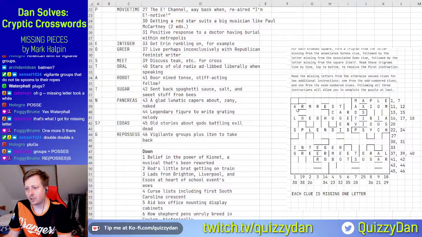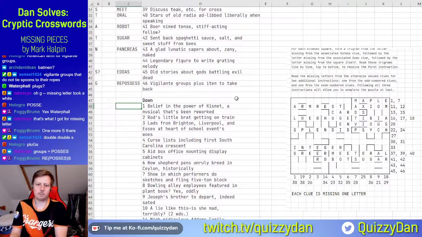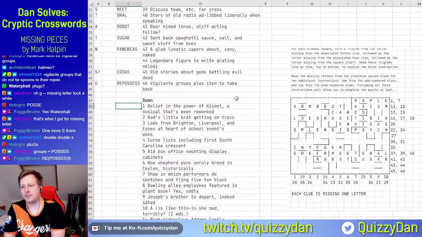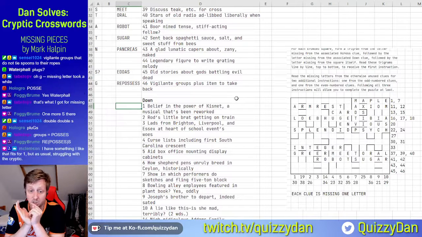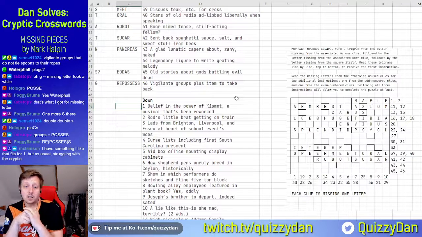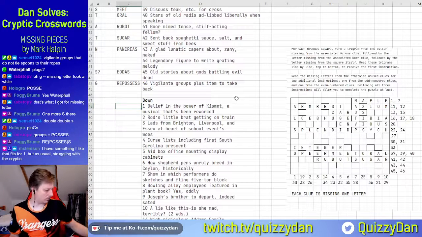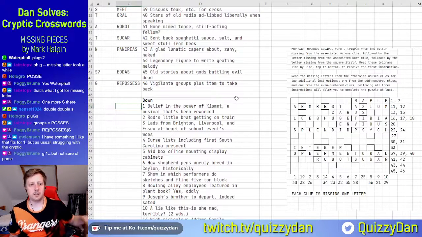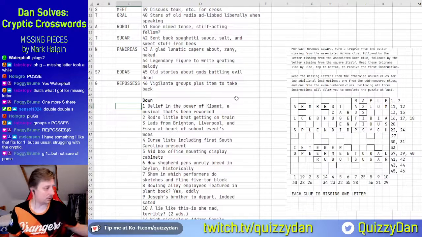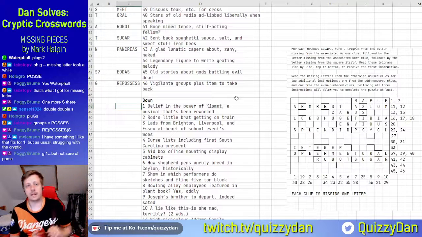Okay, there may or may not be clashes, but now we've got some down letters. Hopefully these will go a bit quicker. Belief in the power of Kismet, a musical that's been reworked. Anagram of a musical. It's got to be. It ends in ism. Kaliaism. Oh goodness, where's my paper when I need it most? Well, that's my list of to-do things. Let's not scribble over that. Wouldn't want to forget things.